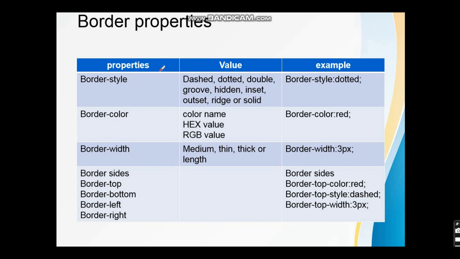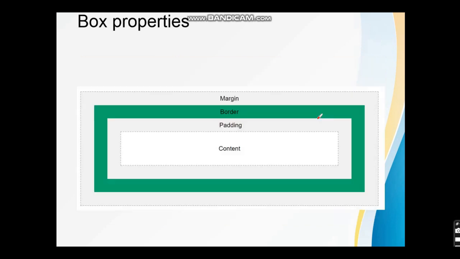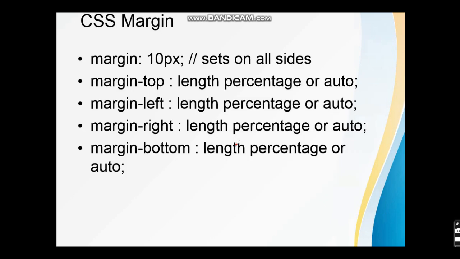Next, border properties. These are the border properties like border style, color, width, sides. Okay, border sides, border top, border bottom. These are the values and these are the examples, right? You can try it by yourself. Box properties. These are the box properties, right? Margin, border, padding, and content. Is it okay? We will see one example, right, in the next video.